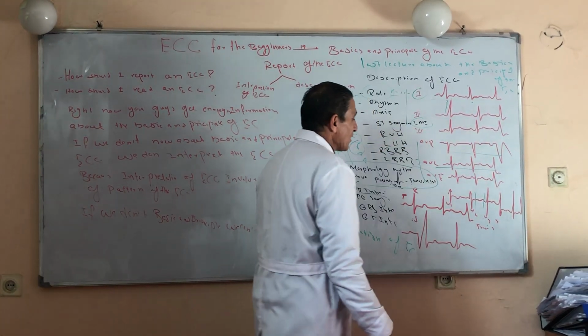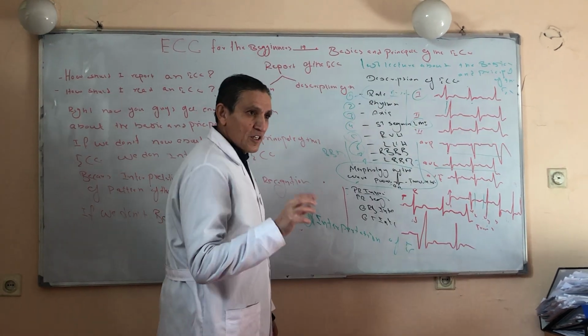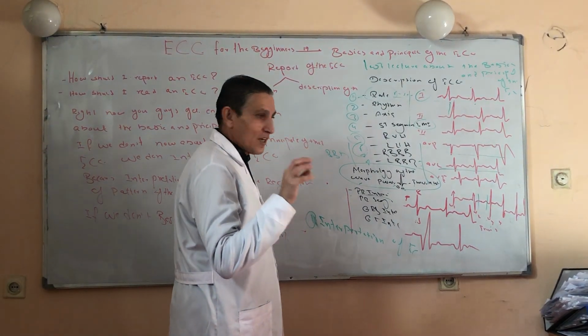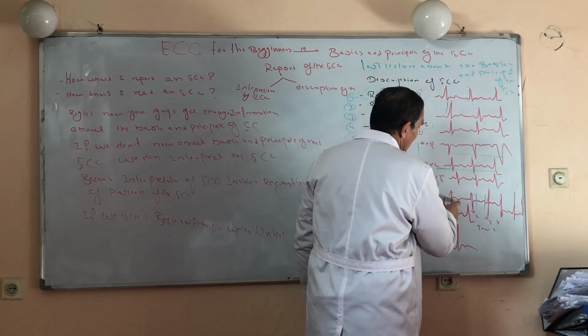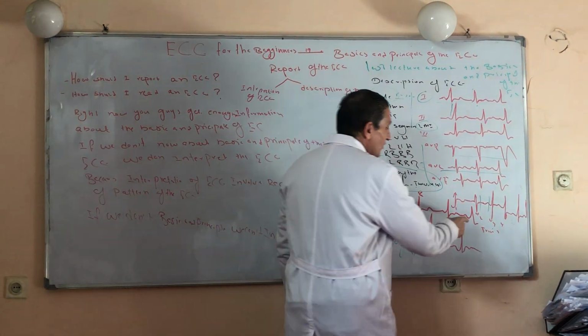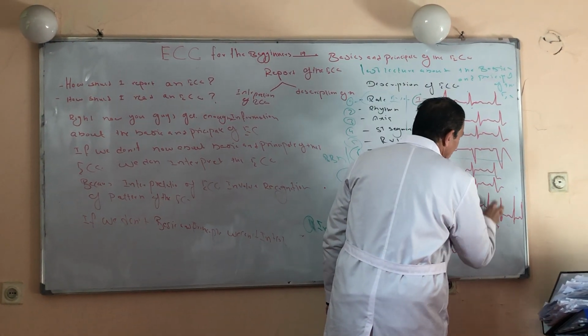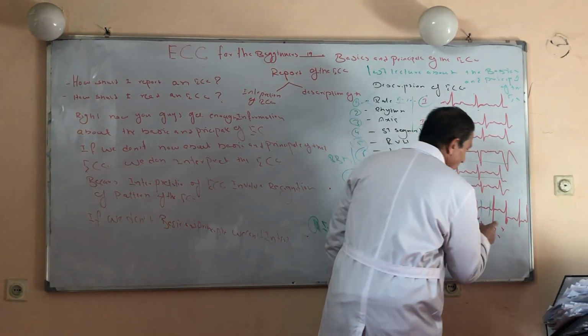In the chest leads, V1 and V2 look at the right ventricle, but provide information about the septum. This R that you see is the septal R. This is a small r. And in V3 and V4, R and S are equal because they represent the transitional zone.